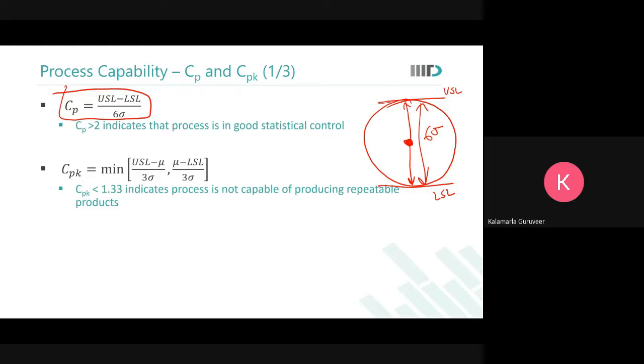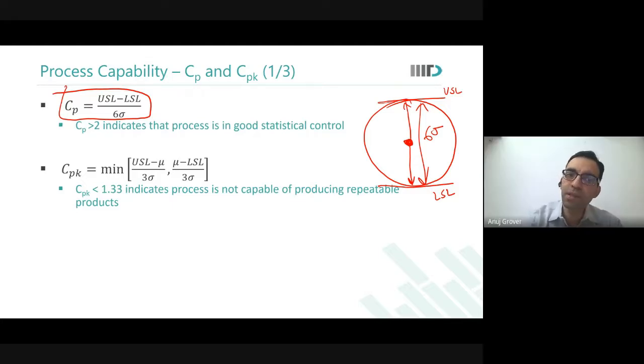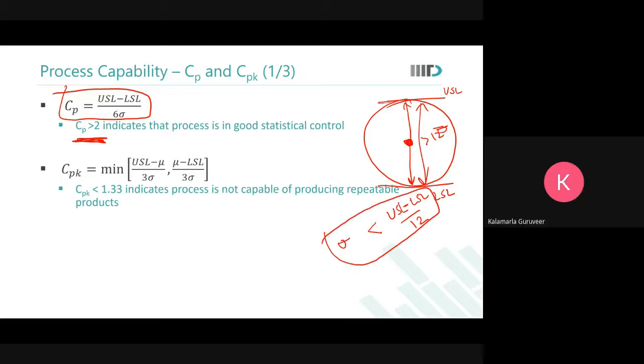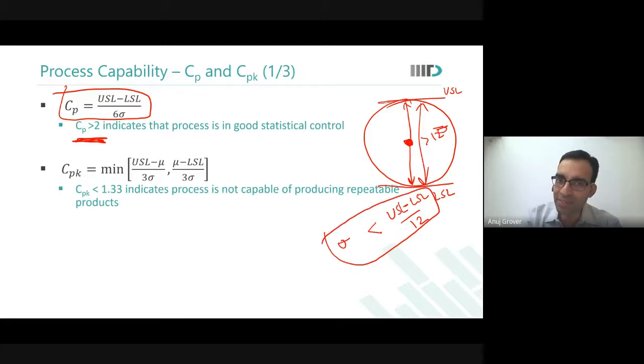No, sir. So what is a good process? A good process is when Cp is greater than 2. That means from top to bottom it is more than 12 sigma. In other words, sigma is less than USL minus LSL by 12. That is when I say that the process is good. Are you able to see this? Yes, sir. Okay, so I want less sigma.